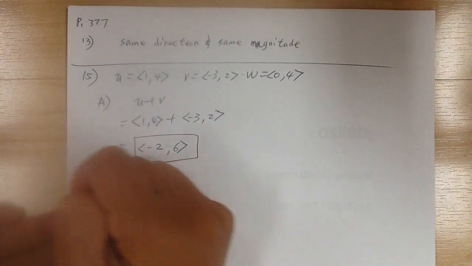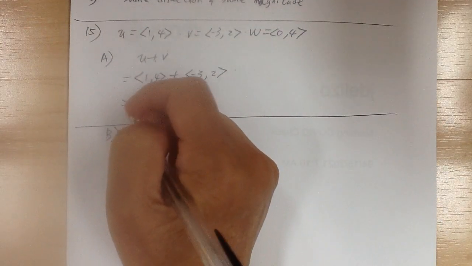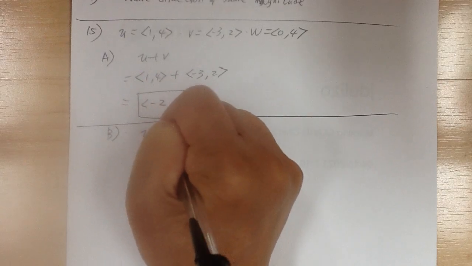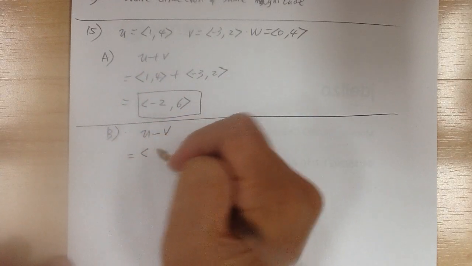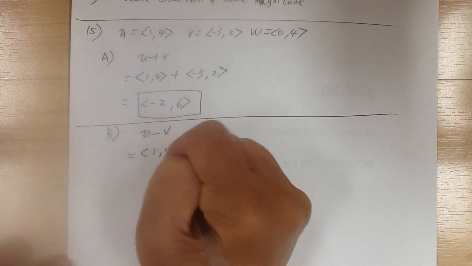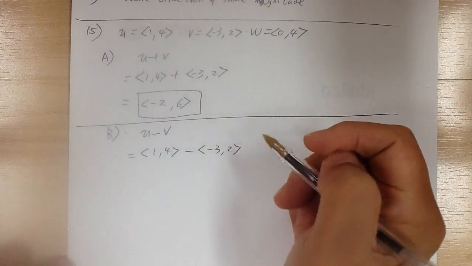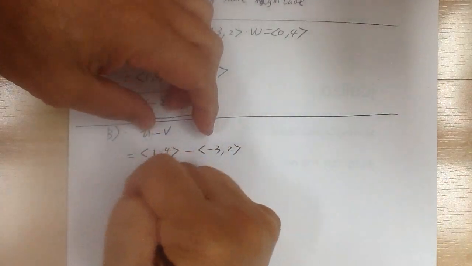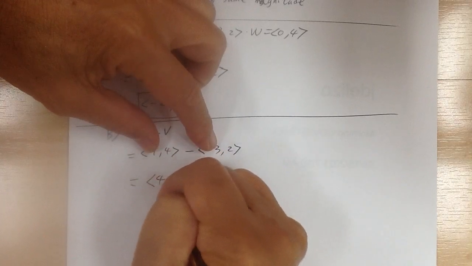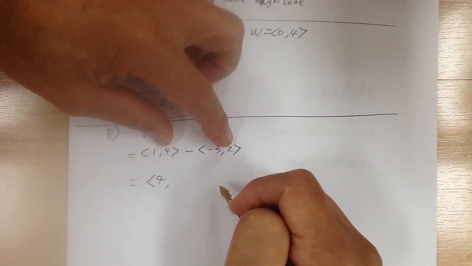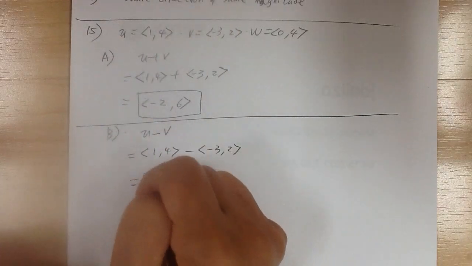Now do B. For B, you're looking for u minus v. So you substitute. u is 1, 4, and v is -3, 2. Again, make sure you subtract. So 1 minus -3 becomes 1 plus 3, so it gives you 4. 4 minus 2 will give you positive 2. And so that's it.